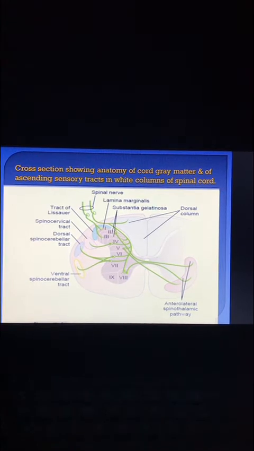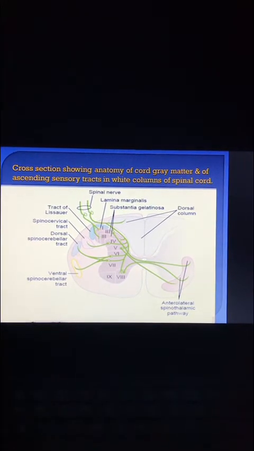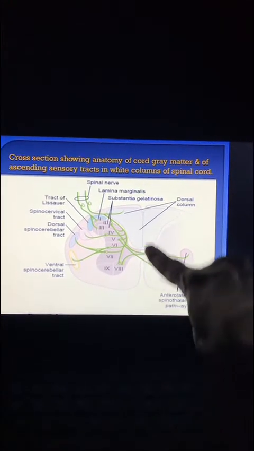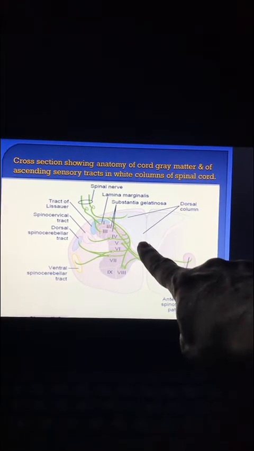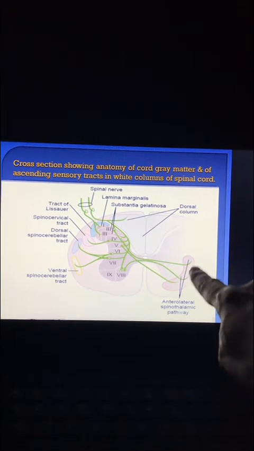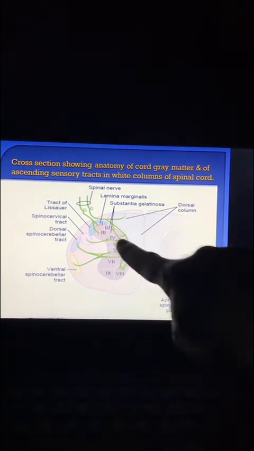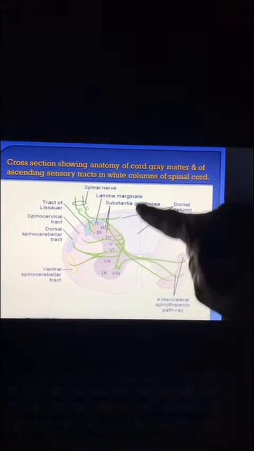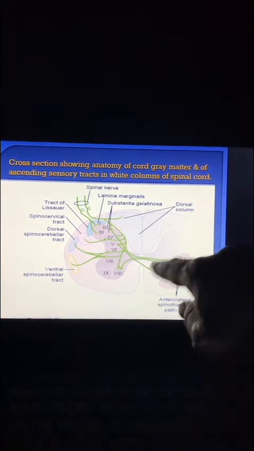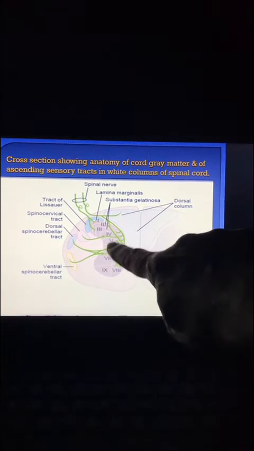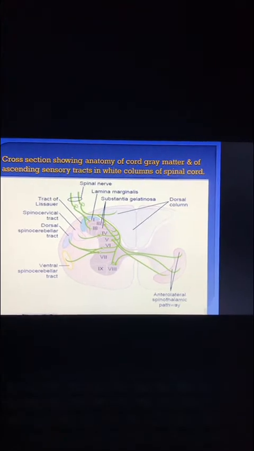Now this is a cross section showing the anatomy of the cord gray matter and the ascending tracts in the white column of the spinal cord. This is the midline of the spinal cord. This is a cross section of the cord. In the middle is the gray matter of the cord. In the periphery are the white matter and the tracts of the cord. The gray matter means there are neurons and synapses.